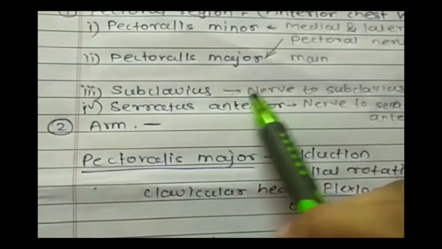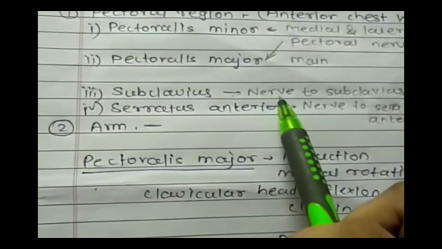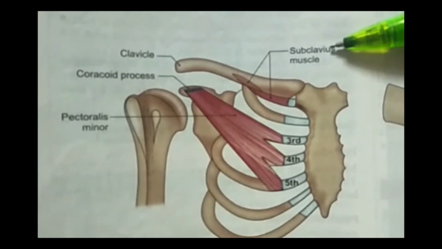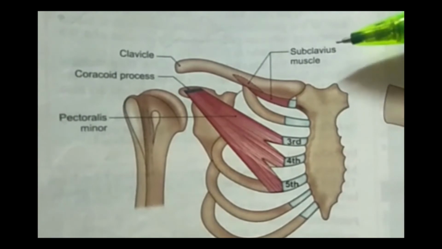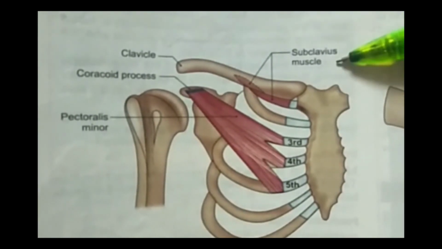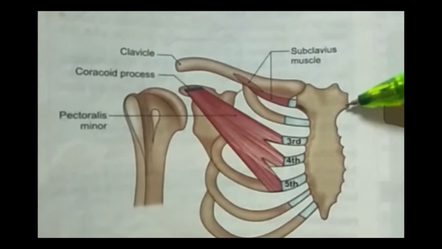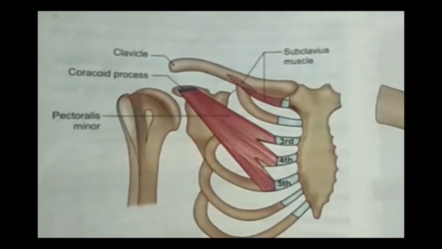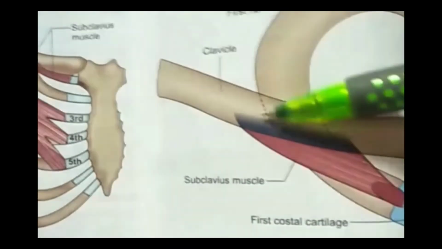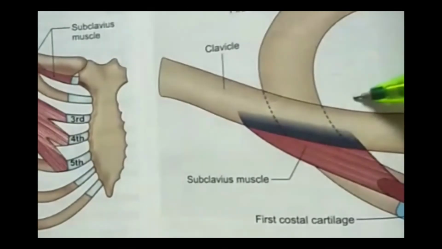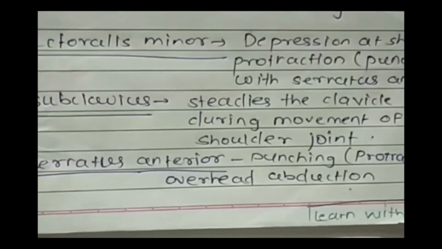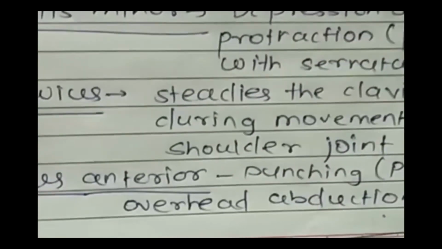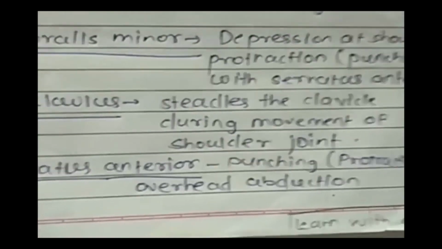Then comes the subclavius muscle, which is supplied by the nerve to subclavius. The nerve to subclavius supplies the subclavius muscle. The subclavius muscle arises from the first rib at the costochondral junction of the first rib and is inserted on the subclavian groove on the clavicle, the middle one-third of the clavicle. The action of the subclavius muscle is to steady the clavicle and shoulder joint during movement of the shoulder joint.